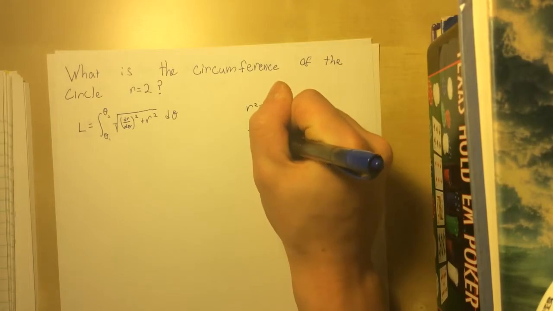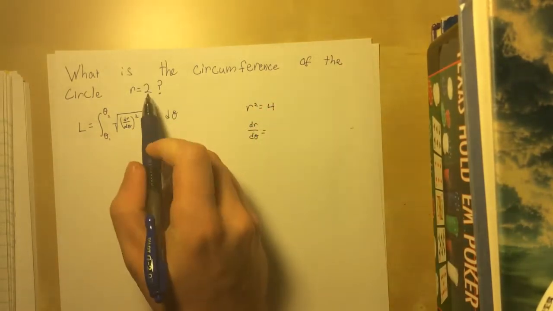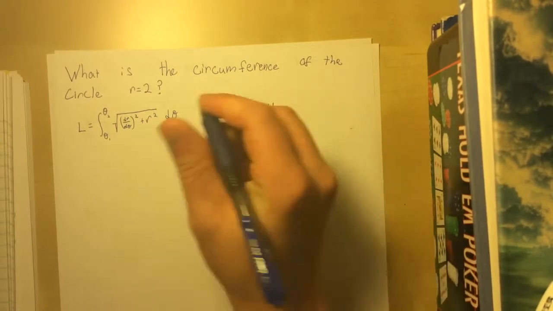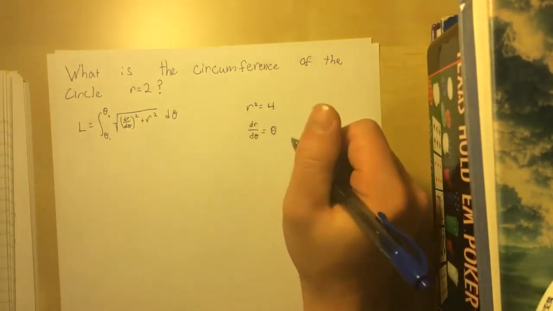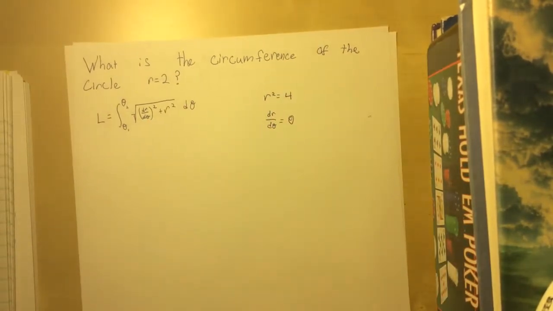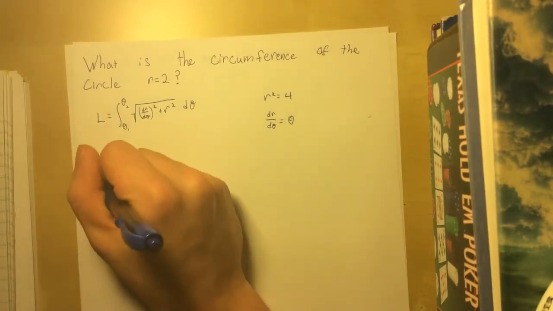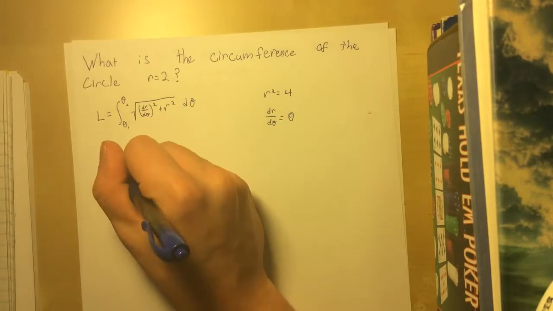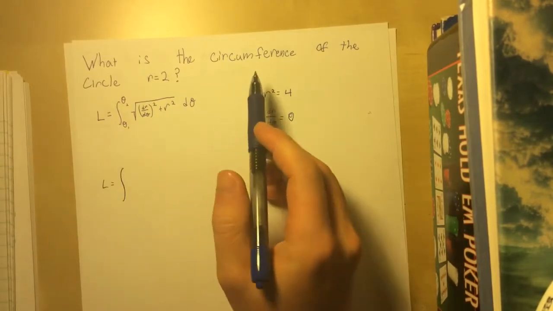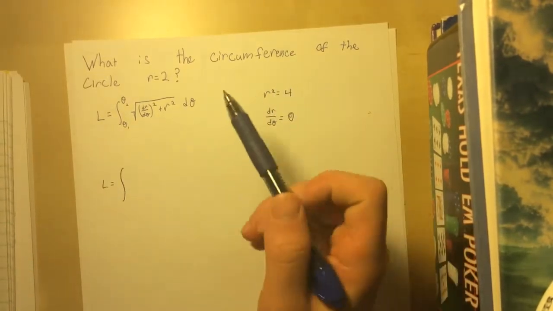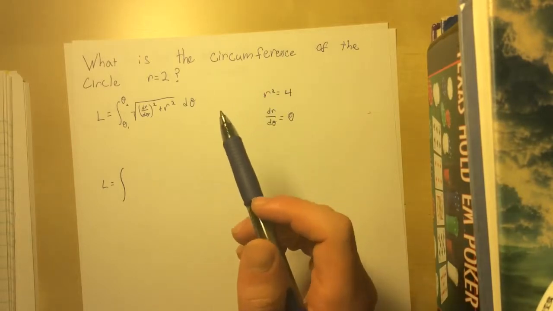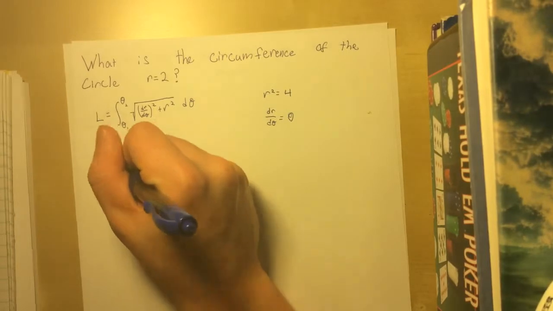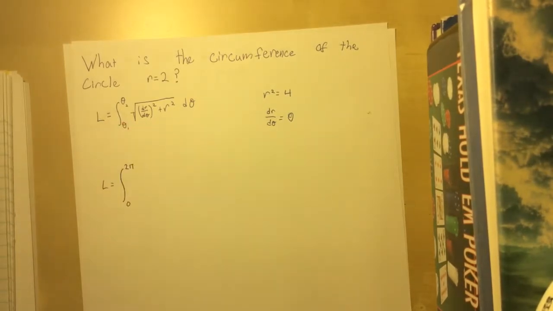Our dr d theta, the derivative of 2 with respect to theta, that's just 0 because this is just a constant. So dr d theta squared is obviously just going to be 0. So let's go ahead and solve for our arc length. If we're looking for the circumference of the whole circle, a circle starts at an angle of 0 and goes all the way 2 pi around. So that's going to be our limits, 0 to 2 pi.